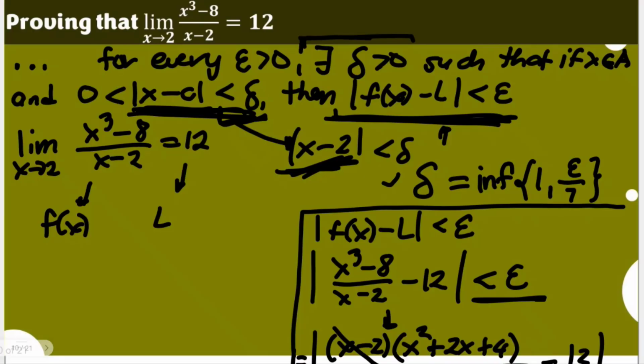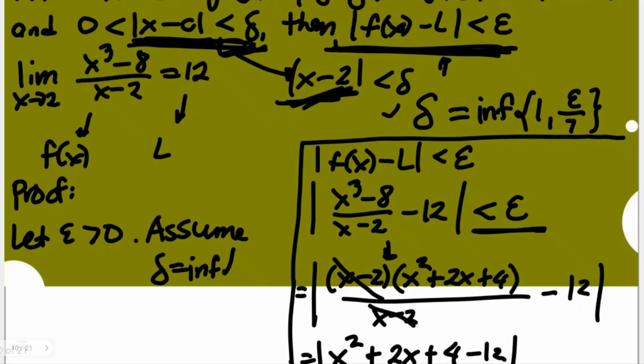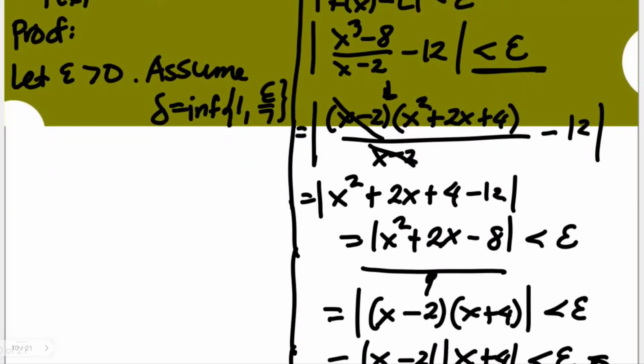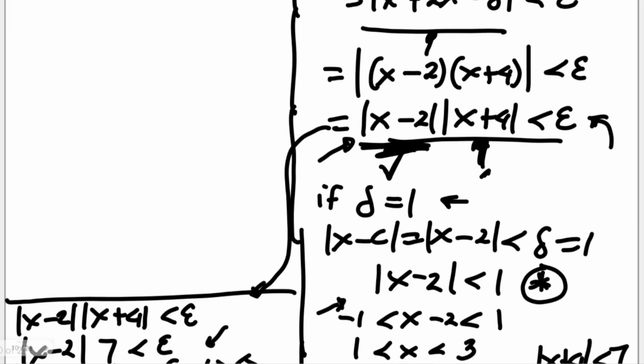So we are already done with this. So with that, we can now start with our proof. We start with the presence of epsilon greater than 0 and assume our delta be either any of this. But since both of them could be a representation, we will have here the infimum of 1 and epsilon over 7. Take note that we used 1 to get epsilon over 7, but since we let it earlier, that's a possible value for our delta.